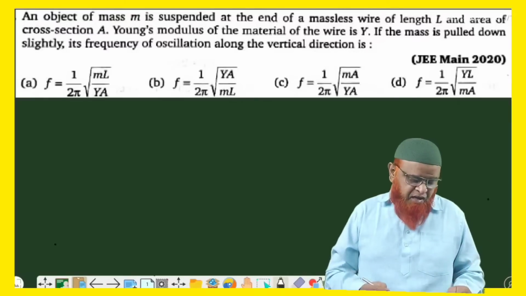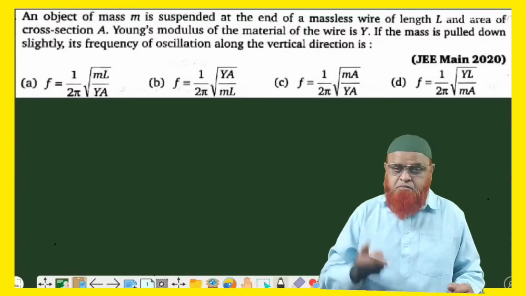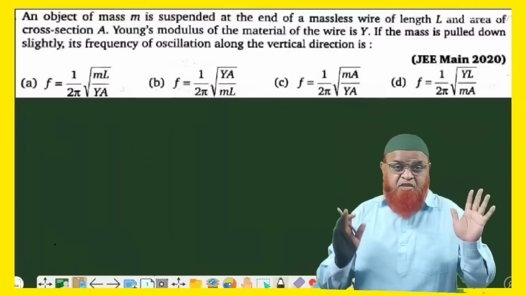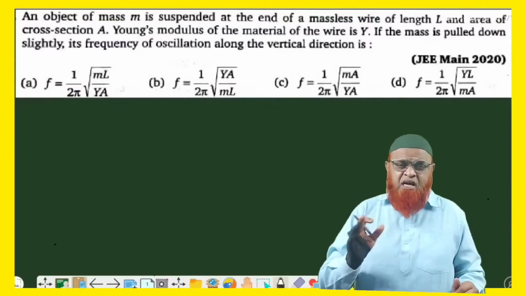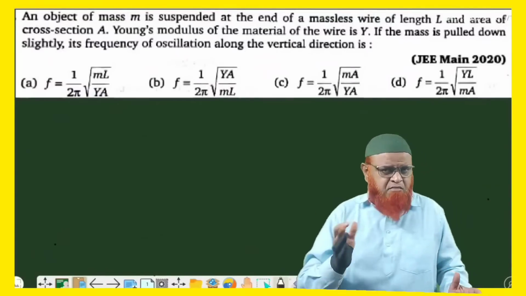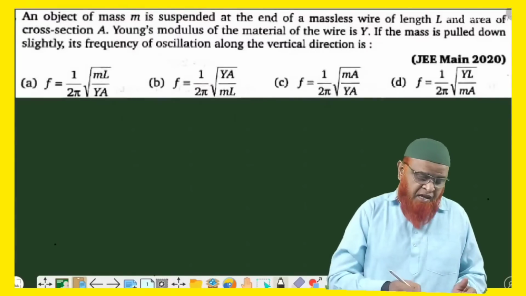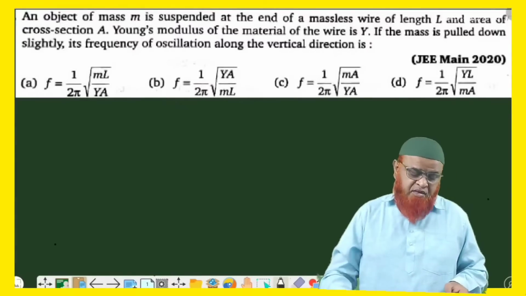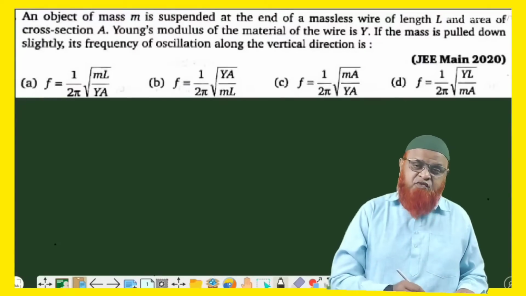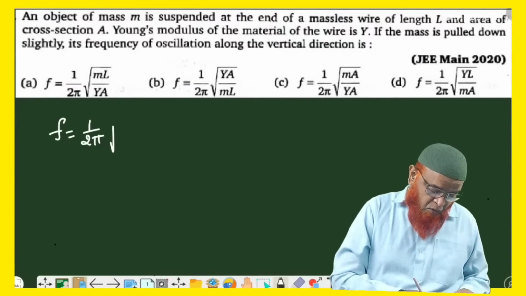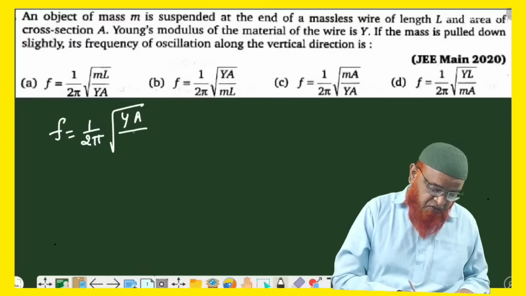Okay, it's very simple. If you see the options here, you can observe and find out that the second option is going to be the correct answer. How can you find that out? This is just like a trial and error method, but a very efficient method. It's very simple to solve. Let us see what I'm going to do now. For example, in the second option, he's asking us to find the frequency. That is, frequency f is going to become 1 by 2 pi square root of YA by mL.